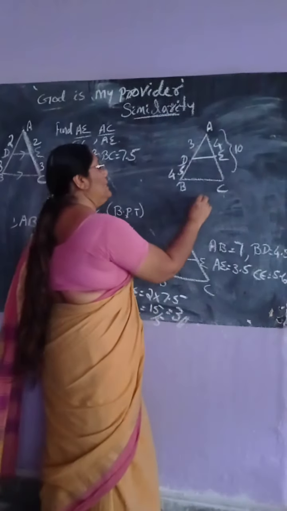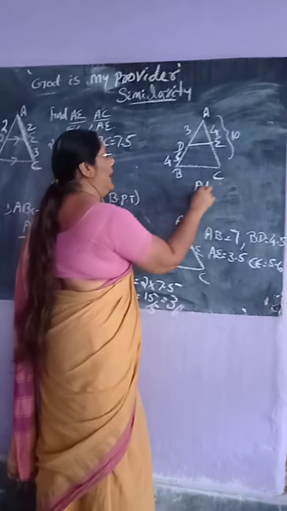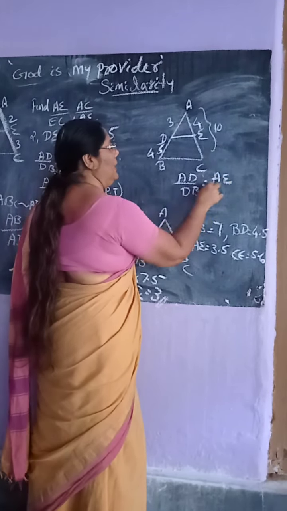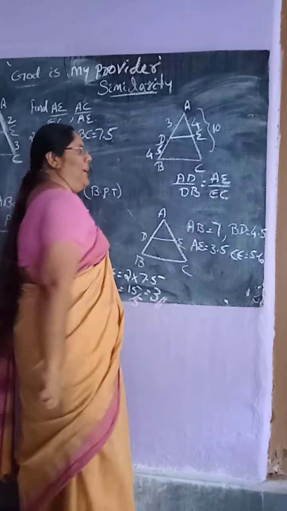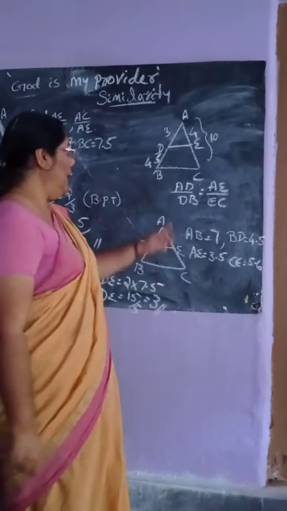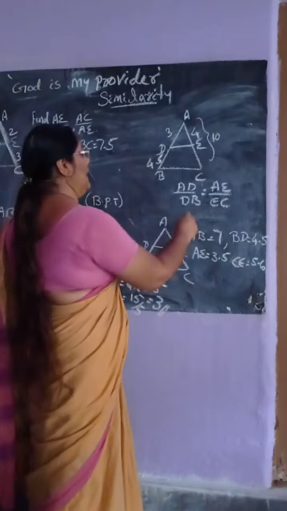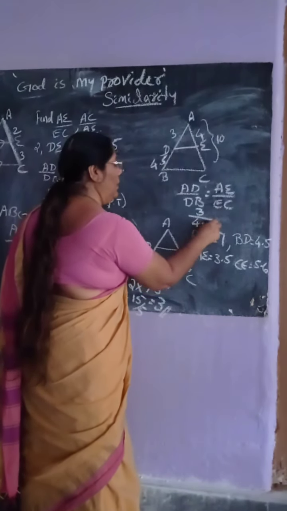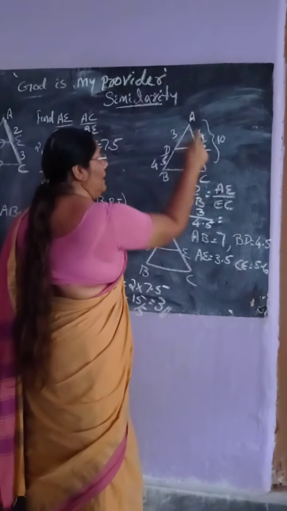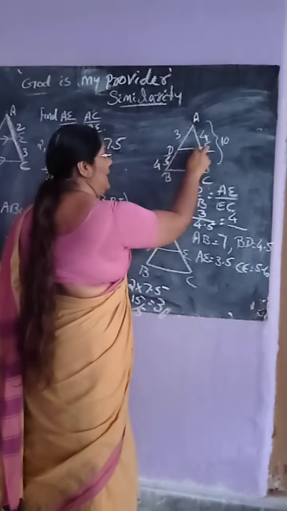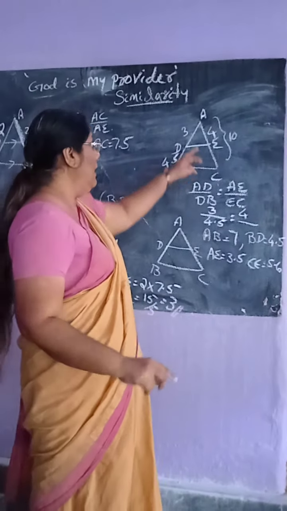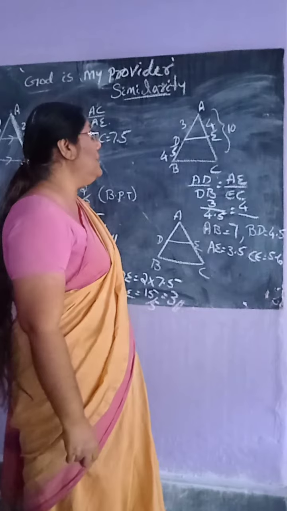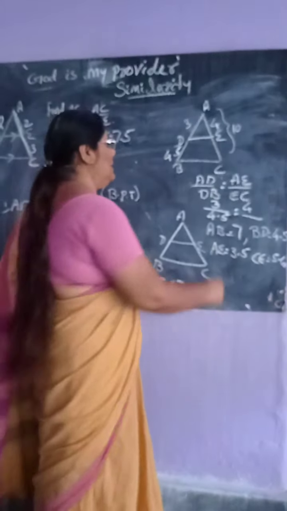For that, what is BPT? Right. AD by DB is equal to AE by EC. This is BPT. Then what is AD? AD is given 3 and DB is given 4.5, equal to AE, which is given 4, and this EC is not directly given but AC is given 10. AC is given 10, means 10 minus 4. What is the answer? 6.